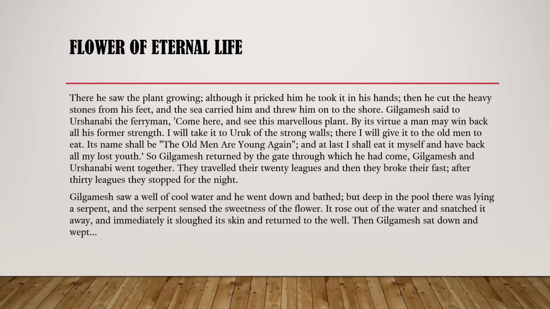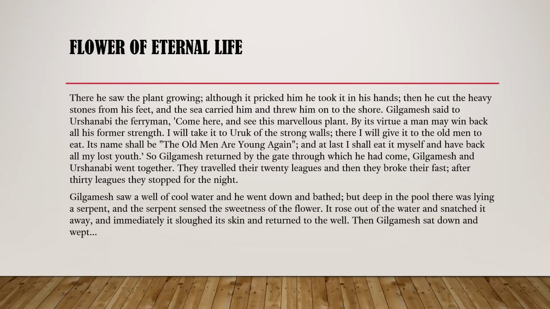Although it pricked him, he took it in his hands. Then he cut the heavy stones from his feet, and the sea carried him and threw him on the shore. Gilgamesh said to Urshanabi, this is the ferryman, "Come here and see this marvelous plant. By its virtue, a man may win back all his former strength. I will take it to Uruk of the strong walls. There I will give it to the old man to eat. Its name shall be The Old Men Are Young Again. And at last I shall eat it myself and have back all my lost youth."